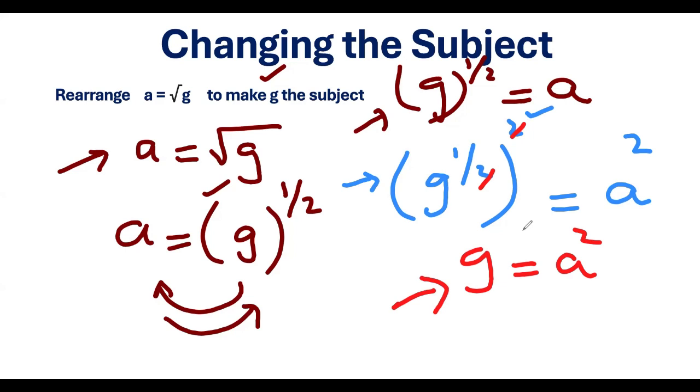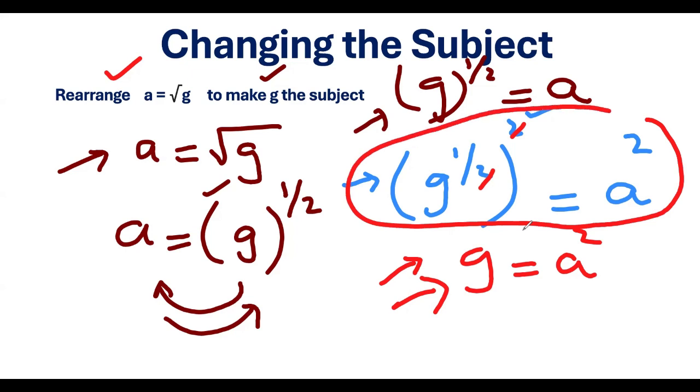G is equal to A square. What was the question? A is equal to root G. Here A was the subject. And what is the question? To make G the subject. So now you can see G is on the left-hand side and now G is the subject. G is equal to A square. This is the main step in this question.